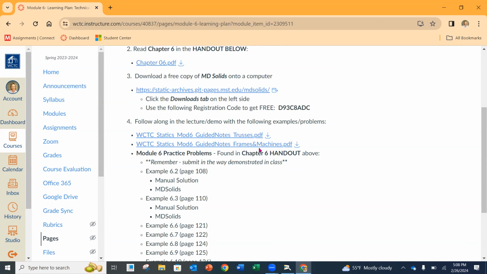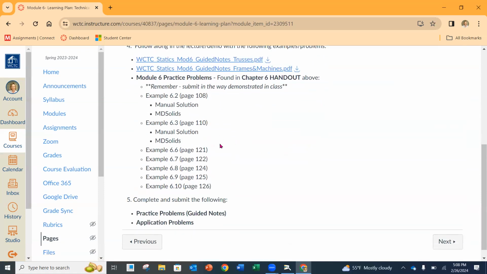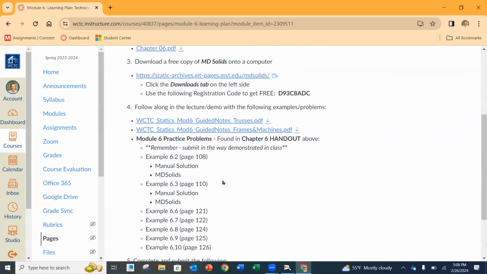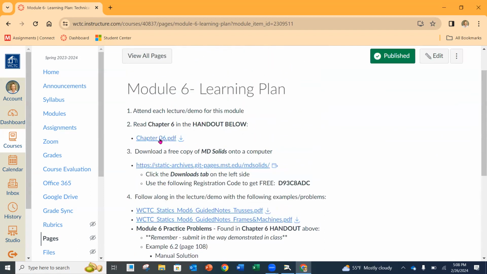If you're in the room, they're up here in hard copy form. Otherwise, make sure that you're taking good notes, including the fill in the blanks and stuff like that, if you can't print it off. And then the practice problems that we're going to do are included in the guided notes, throughout those 2 handouts. So I just have those listed here that we'll be demonstrating in class. All of these page numbers correspond to the chapter 6 handout up here, not the McGraw-Hill book.